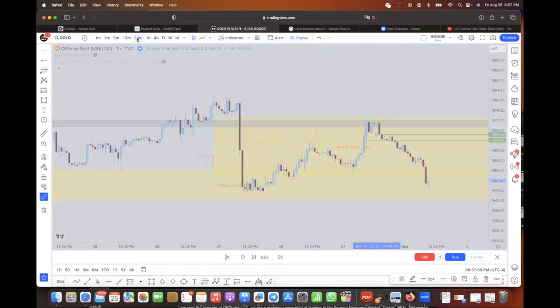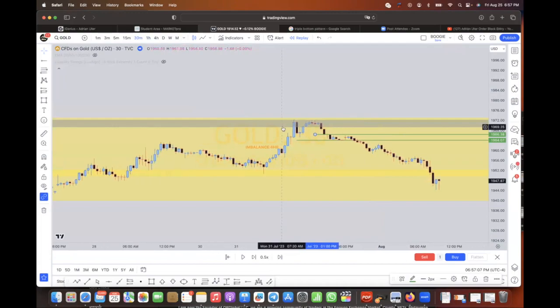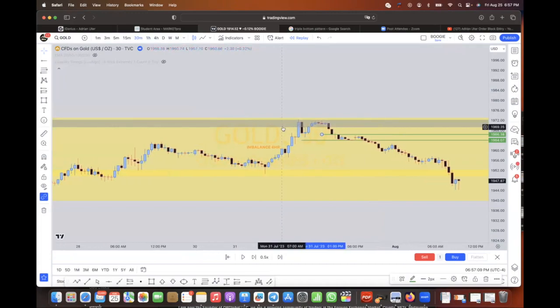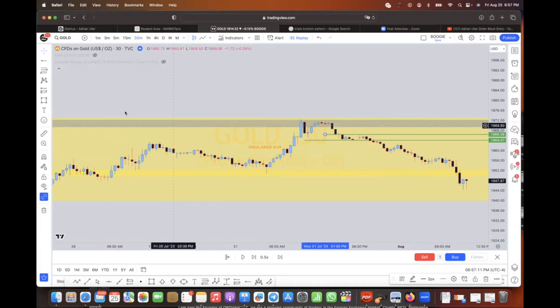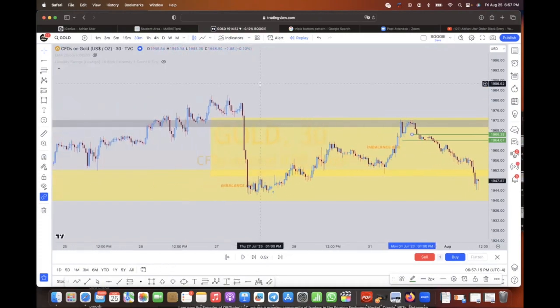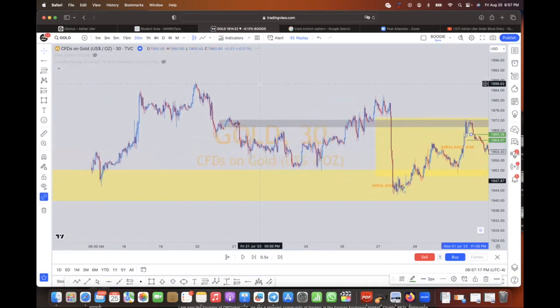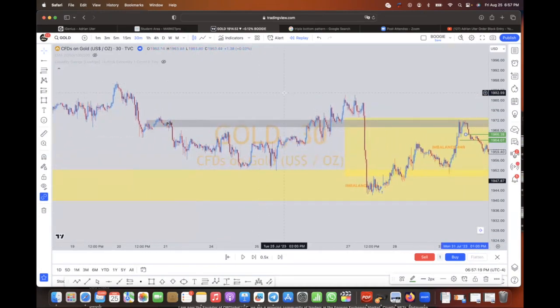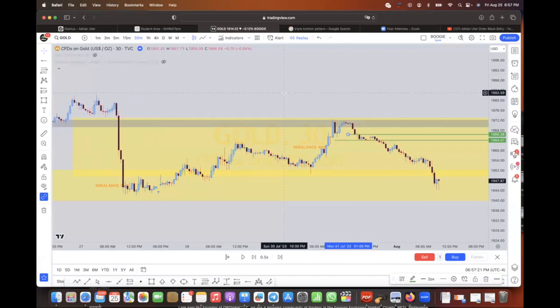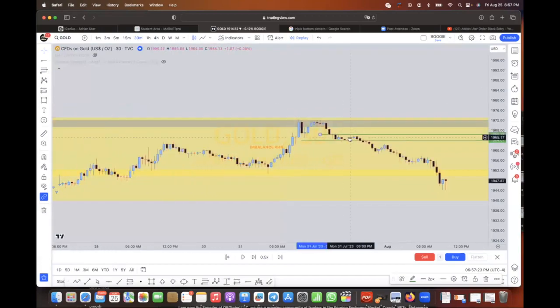Let's go to our 30 minutes. Top down analysis, family. Top down analysis. The point of interest, the gray rectangle, is based on another order block. Yes, it was a previous order block that I found, and I have it as my gray. Yep. So now we're on the 30.